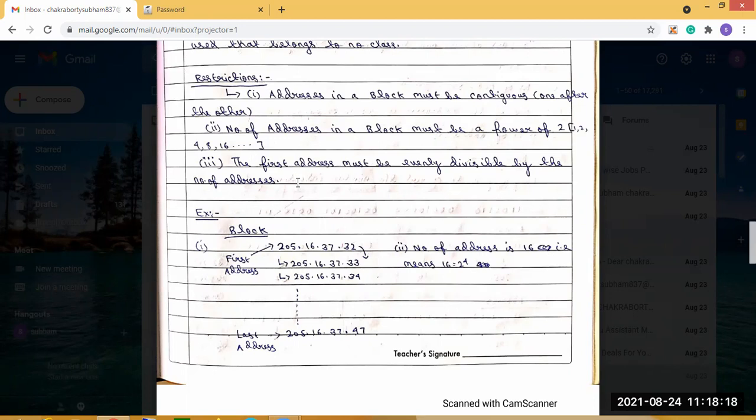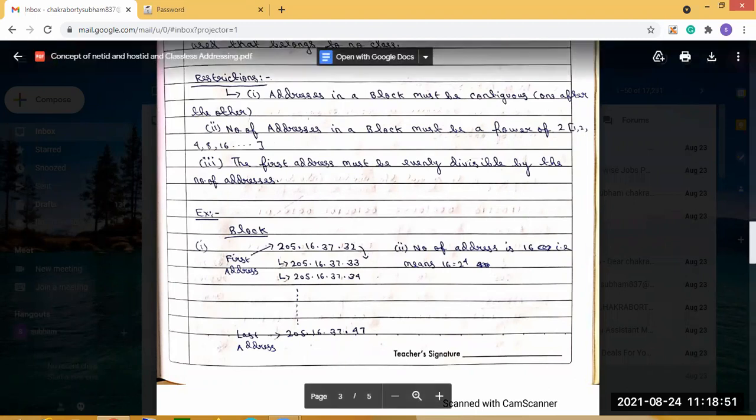And the third restriction is that the first address must be evenly divisible by the number of addresses. For doing this, you have to convert it into binary form, and after this you will divide. If you see, then it is evenly divisible. So these are the restrictions that are present for classless addressing.